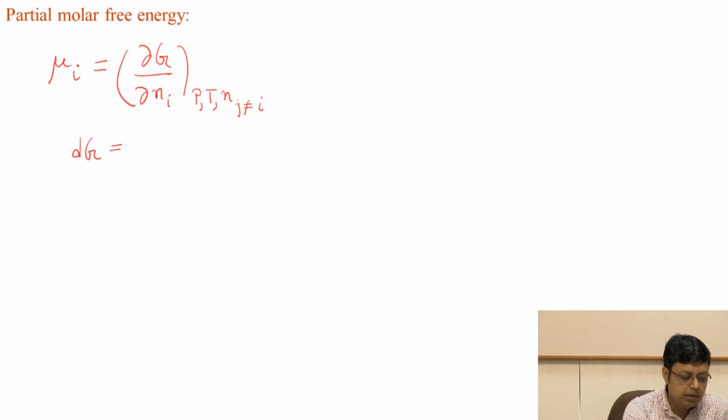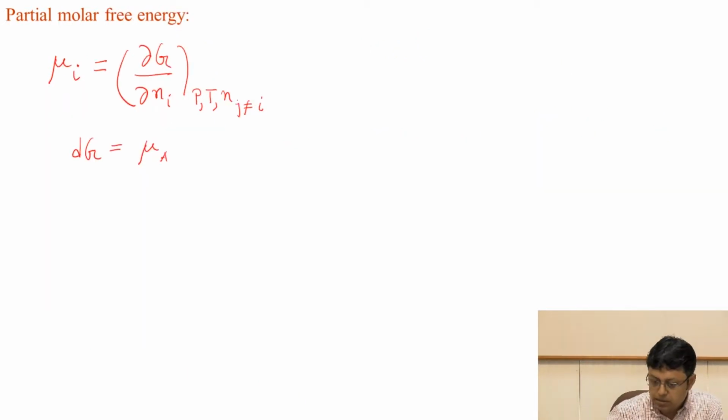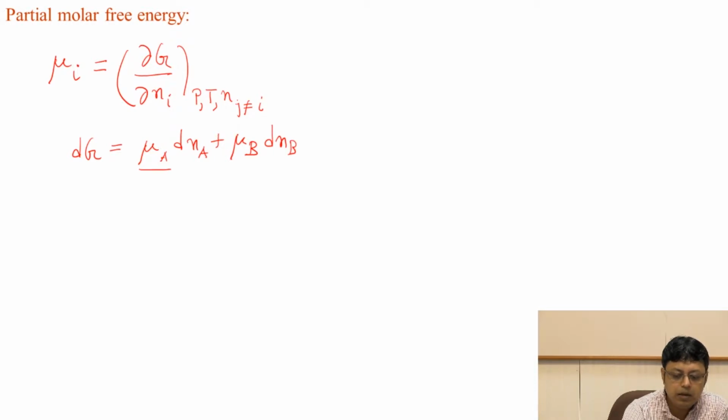The dG will be nothing but mu. Suppose we have two components, and then if you ask what will be the finite change in the dG? You can easily, in the same way, just like we did the partial molar volume, if you remember that we showed it as VA dNA plus VB dNB, in the same way we can write it as mu A dNA plus mu B dNB, where mu A and mu B are partial molar free energy.